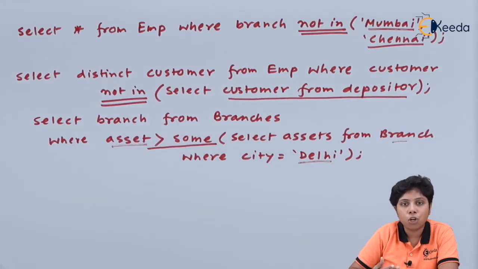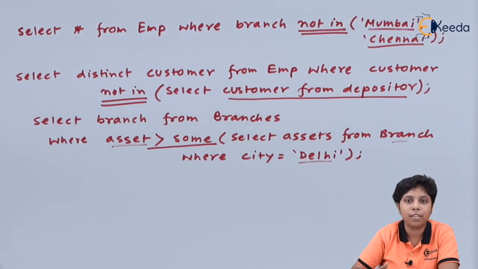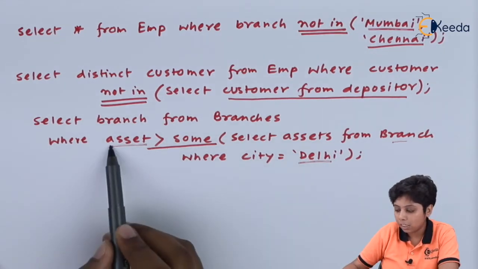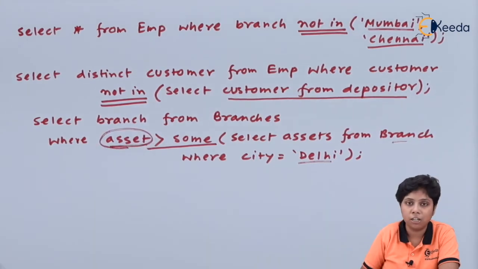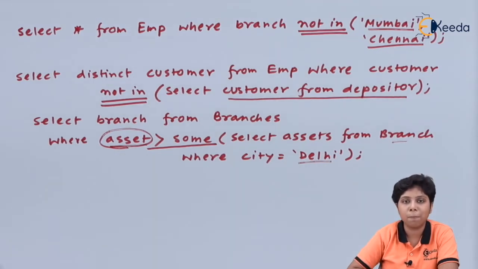Now if I want greater than all, then we must specify that if the assets in Delhi are like 5,000, 10,000, 15,000, and 20,000, the asset we are talking about here must be greater than all the values produced as the result of that particular set of the inner query. So how to write that?